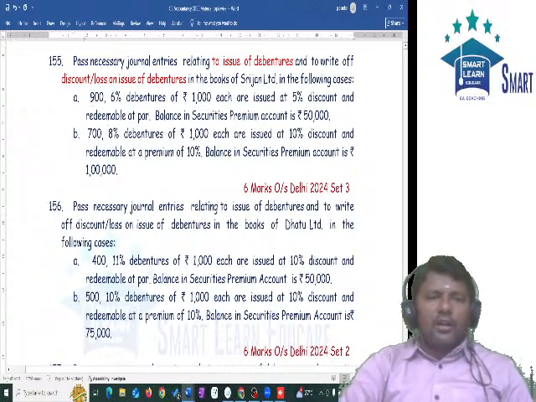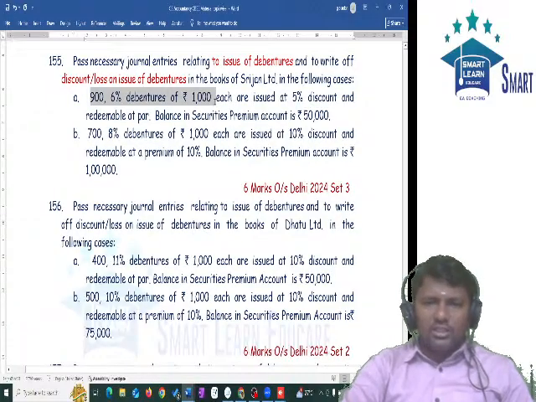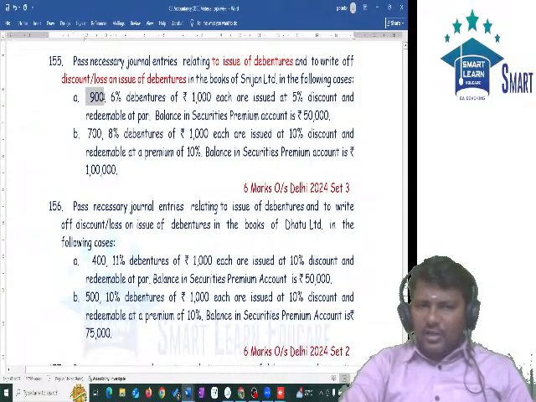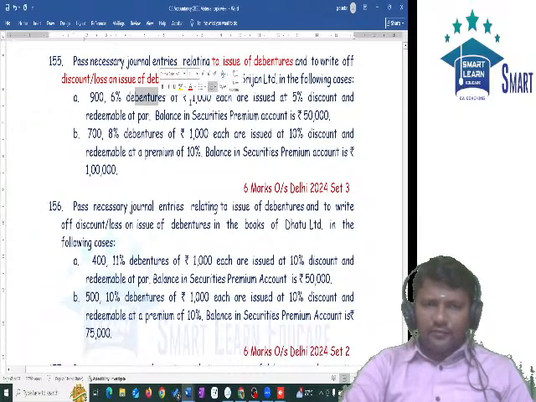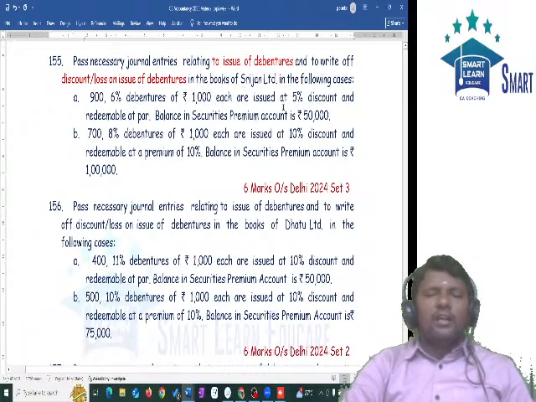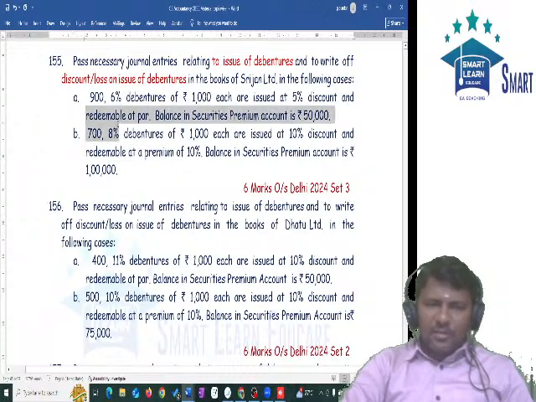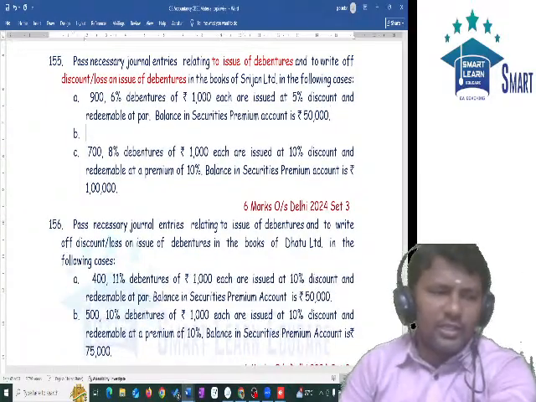First one, 900, 6% debentures of rupees 1000 each are issued at a 5% discount. 900 is the number of debentures, 6% is the rate of interest. Debentures of face value 1000 are issued at a discount of 5% and are redeemable at par. What is the balance in securities premium? It is 50,000. So for this you need to pass journal entry.